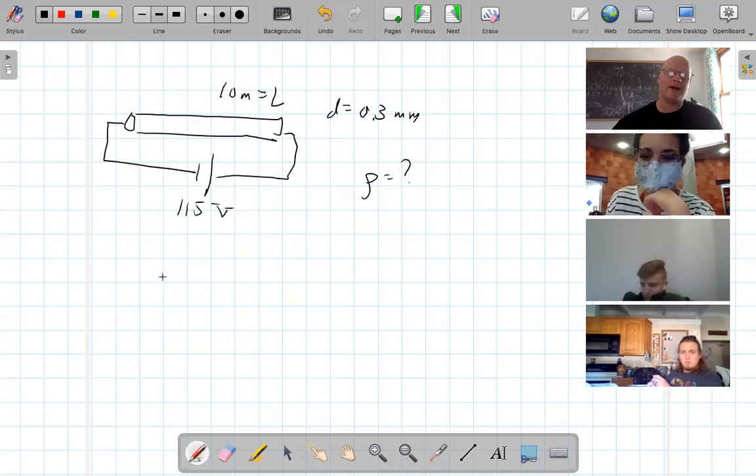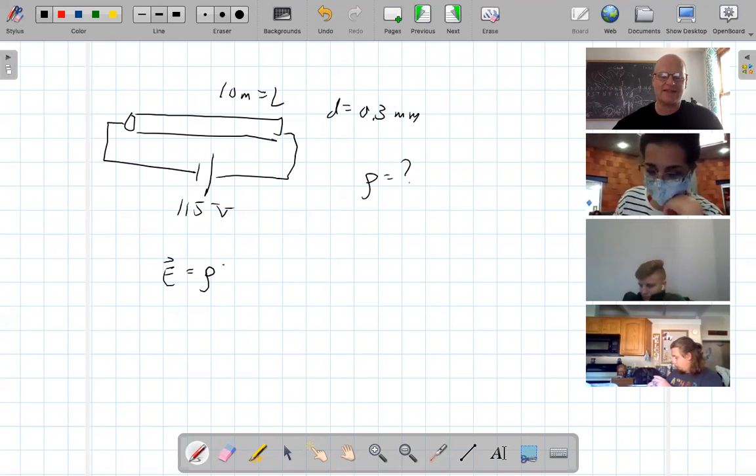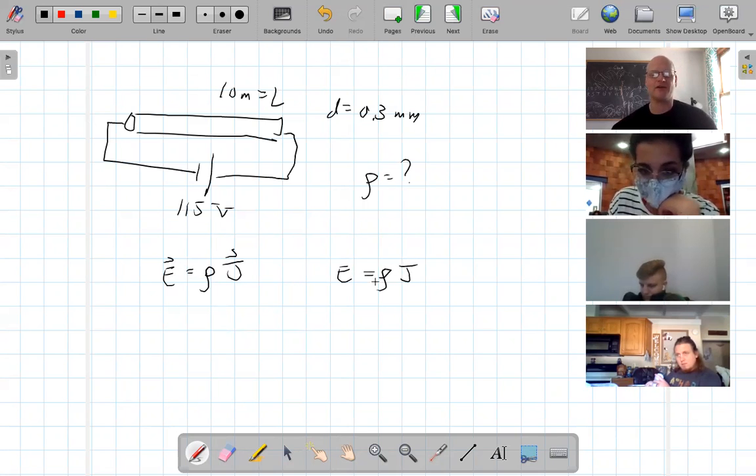Well, now what do we know? We know that the microscopic version of Ohm's law says that the electric field is equal to the resistivity times the current density. Or magnitude-wise, the electric field is equal to the resistivity times the magnitude of the current density.